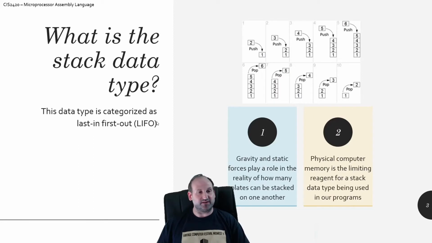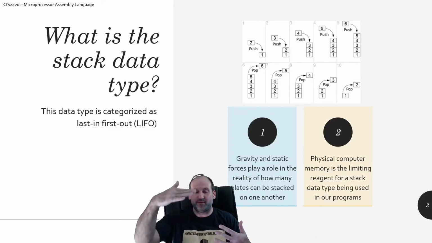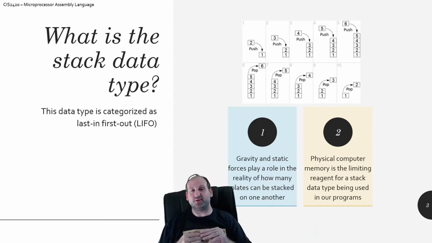And now we're ready to discuss, so here's the stack data type, last in, first out, because as I'm putting things on, it's stacking up. So whatever's at the top is the last thing that was put on. Whatever's at the bottom was the first thing that was put on the stack. And so again, gravity and static forces would play a role with a real-life stack of information.